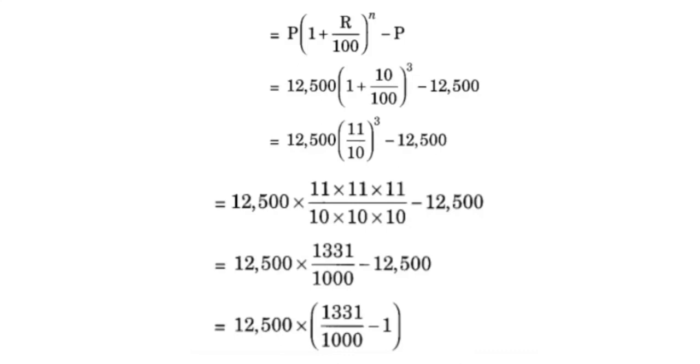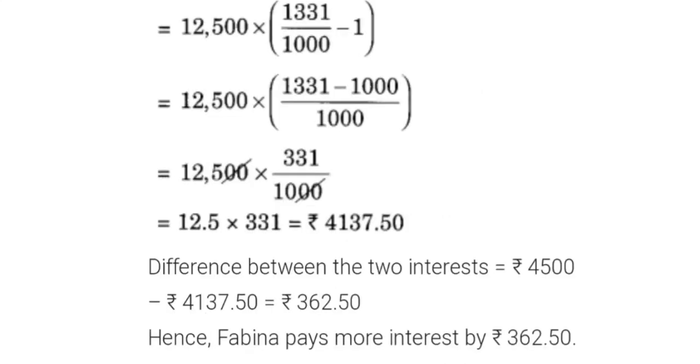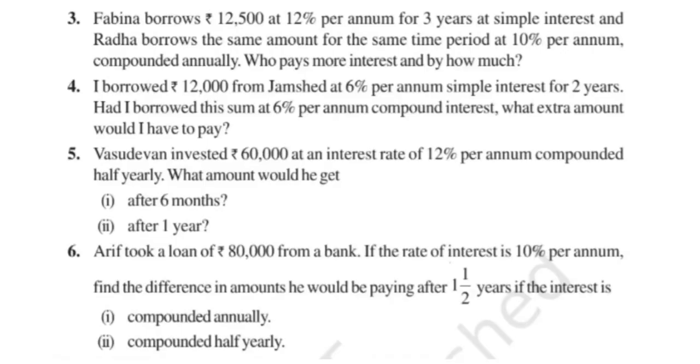Now the 12,500 is common. So in bracket what is left? 1331 upon 1000 minus 1. Okay. So it will come 331 upon 1000 after subtraction. So now 0 0 will cut. What is left? 125 into 331 upon 10. Now let's multiply. So it will come 4,137.50. Now the difference is what? 362 rupees 0.50. Means Fabina pays more interest by 362.50.